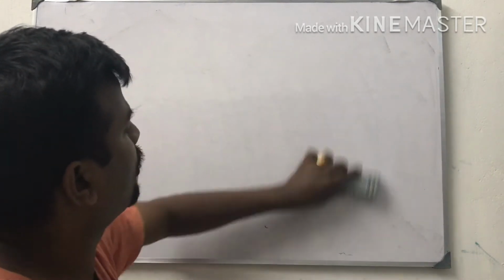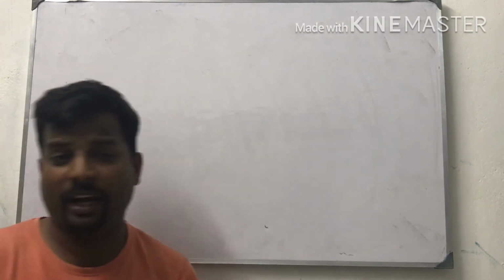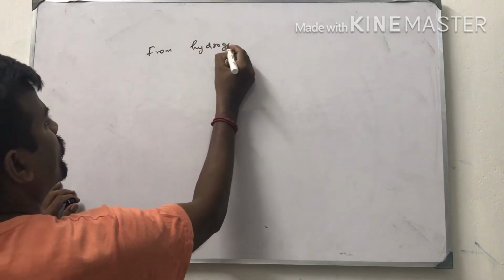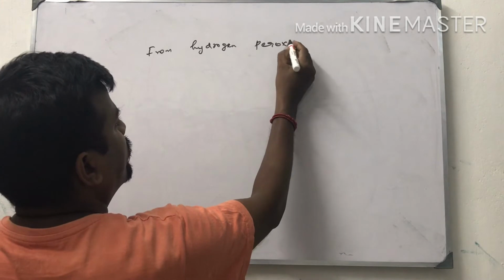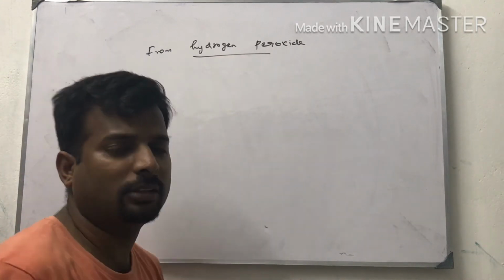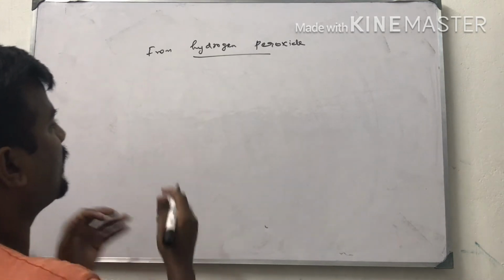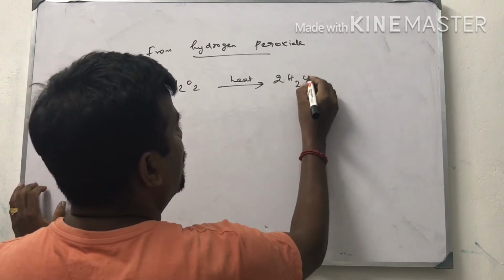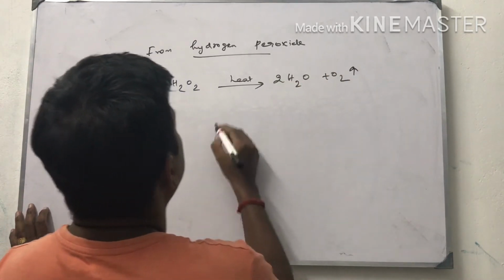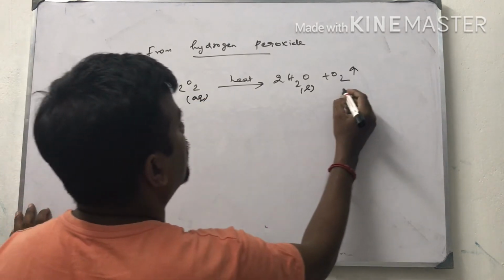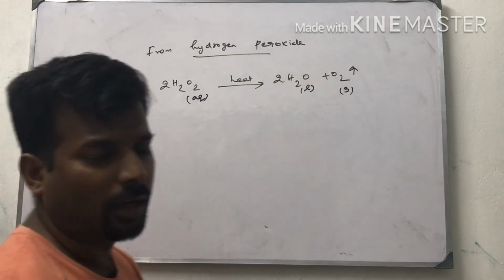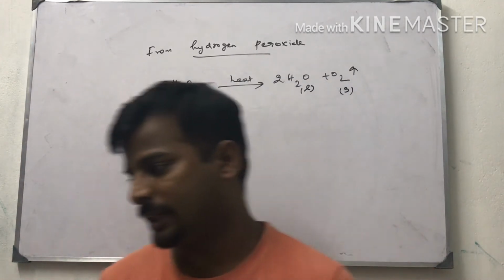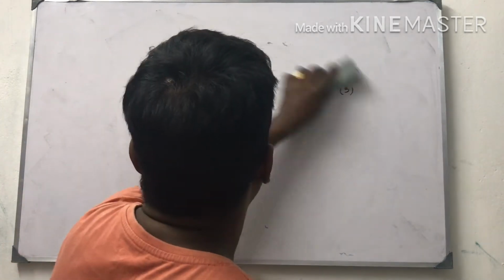Next I am going to tell about the thermal decomposition of hydrogen peroxide. We have to write it like this: 2H2O2 on heating produces 2H2O plus O2. This is a liquid, this is aqueous, and this is gas. So hydrogen peroxide undergoes decomposition in presence of heat, giving water and oxygen gas. Next method is electrolysis.